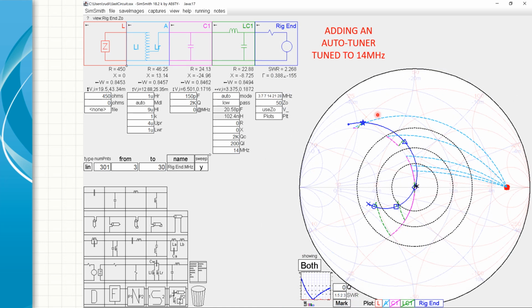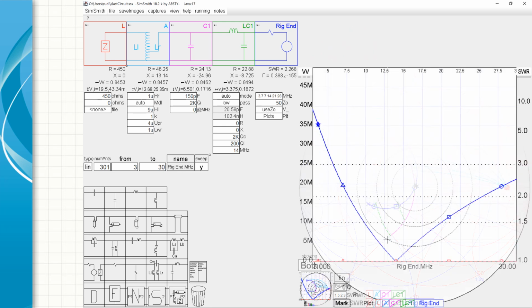Now, if we add an auto tuner at the feed point, then guess what? We can actually bring more of them closer to the inner circles of SWR and tune for, let's say, 20 meters. We can tune each one and bring each one right into dead center at an SWR of 1.0. And that's what this would look like. At 20 meters, we have a beautiful SWR, and that's how SimSmith works. We are always adding devices from the antenna to the generator or the rig, and so everything is built from the left to the right.